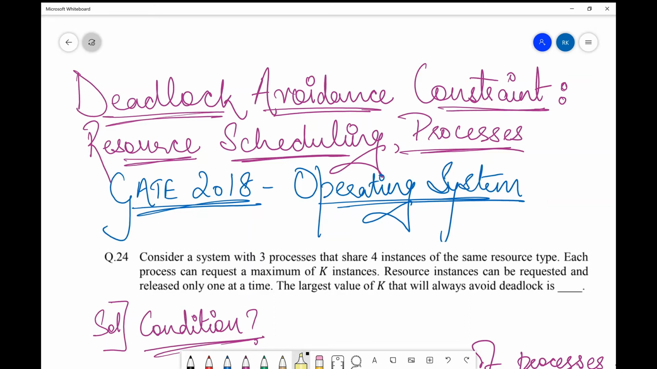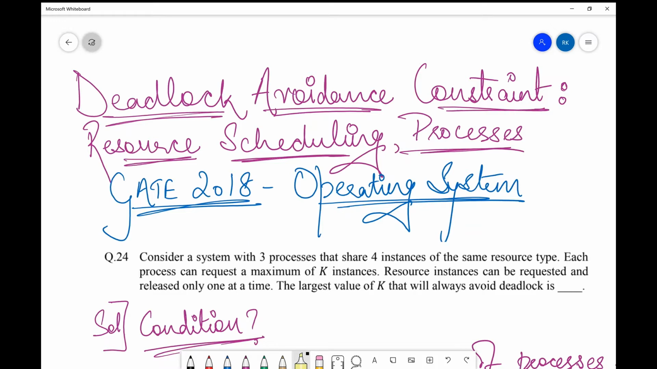Today in this session we are going to take up a question from deadlock avoidance. We are going to discuss the deadlock avoidance constraint and how you get questions from it. Recently there was a question in GATE 2018 on it, and this entire thing comes from the subject of operating systems and topics concerning deadlocks, resource scheduling, processes, etc. So let's see what the question was, how we solve such a question, and what this deadlock avoidance constraint is. So let's get to the question.